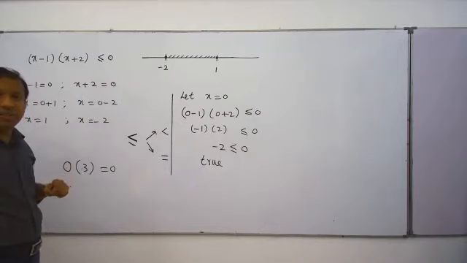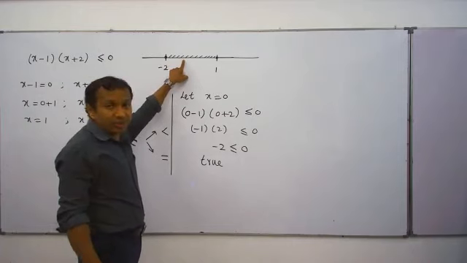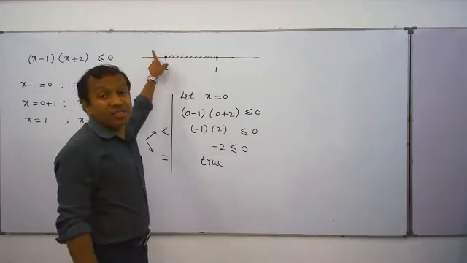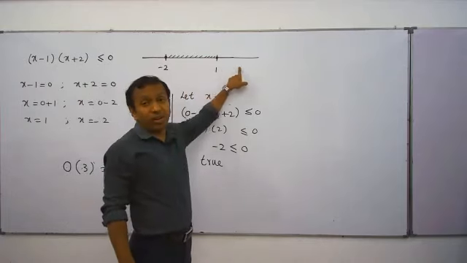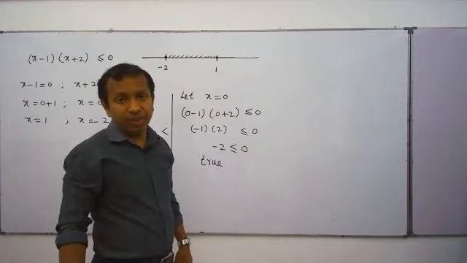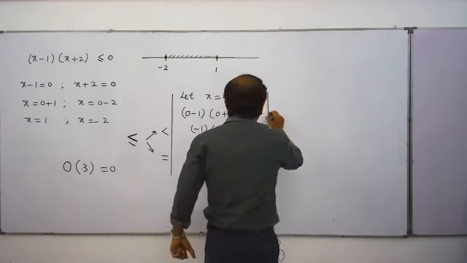If you mark like this, people, definitely, if this satisfies true, definitely the next adjacent regions, that means the region on the left of minus 2 and the right of 1, definitely they never satisfy. If necessary, you can verify that. How? This way, taking a value.